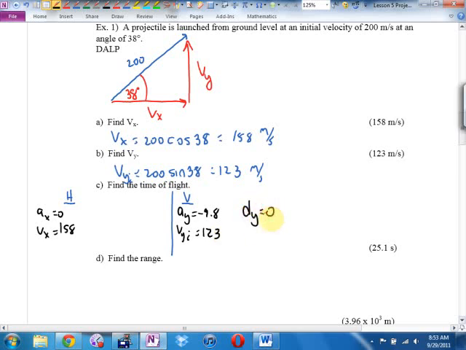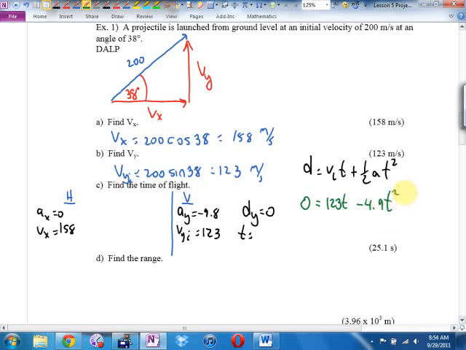How does that help me find t? Do I have an equation that has a, Vi, d, and t in it? I do. Which one? The quadratic, the t squared one. This one. d equals Vi t plus a half a t squared. If I plug in all my numbers, I get this. 0 equals 123t minus 4.9t squared.